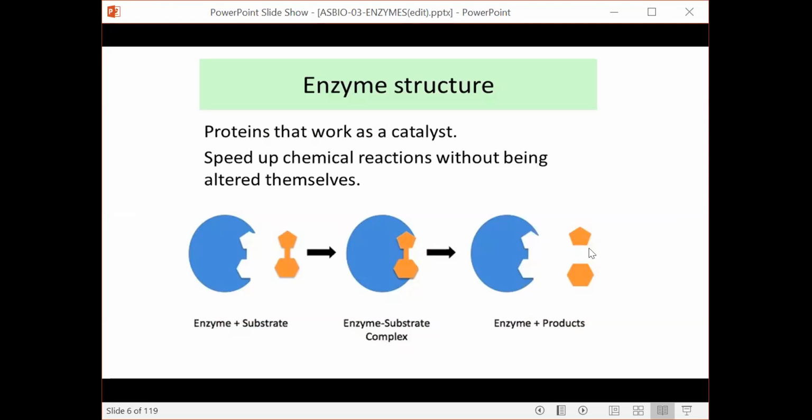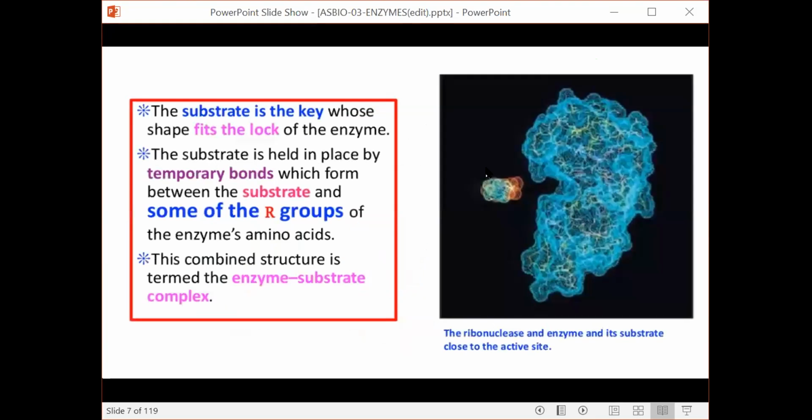Since the product is different from the enzyme and the substrate, it is released out of the enzyme. In this case, the substrate forms a key which fits the lock of the enzyme. The substrate is held in place by the bonding of the amino acids that form the groove within the enzyme, due to the functional groups. This holding together of the enzyme and the substrate forms what is called the ECS, or the enzyme substrate complex.